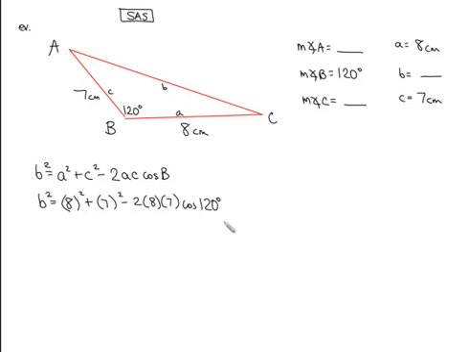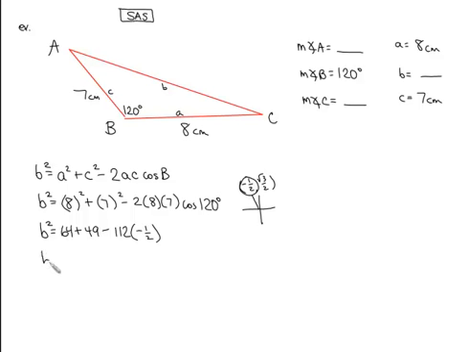So let's go ahead and do this. We get b squared is equal to 8 squared, which is 64, plus 7 squared, which is 49, minus 2 times 8 times 7. Well, that's 56 times 2 is 112, so minus 112 times cosine of 120. If you stop and think about 120, our cosine value there is -1/2 from our unit circle. So this is times -1/2.